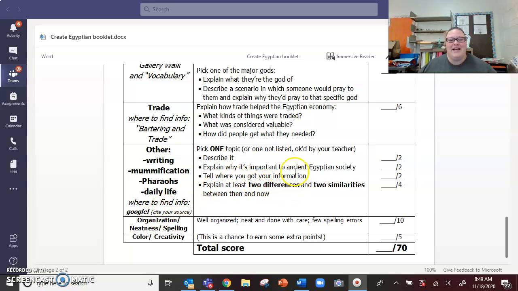And then the last thing you'll do, if you choose a different topic, is to explain 2 differences and 2 similarities between ancient Egypt and now. In 2020, do we mummify people? Not usually, so that's a difference. In 2020, do we bury people? Often, so that's a similarity.